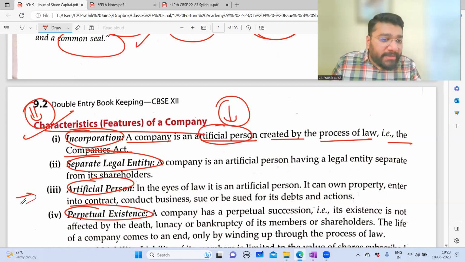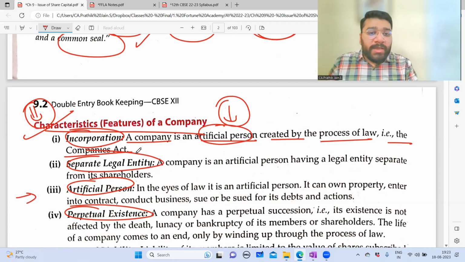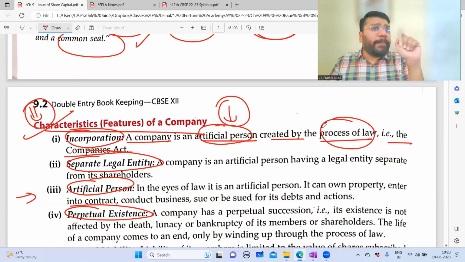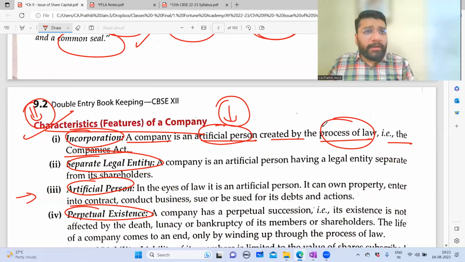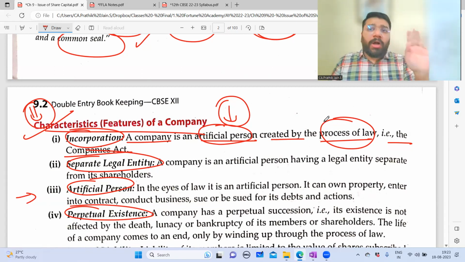This point you can understand when I do the third concept. The company is an artificial person created by the process of law. Now, sole proprietorship business. Is there any process that you create by law? Did law tell you any procedure that you have to follow for forming a sole proprietorship concern? No. For partnership, is there any process? The only thing they said is you have an agreement, whether oral or in writing, nothing more, nothing less.